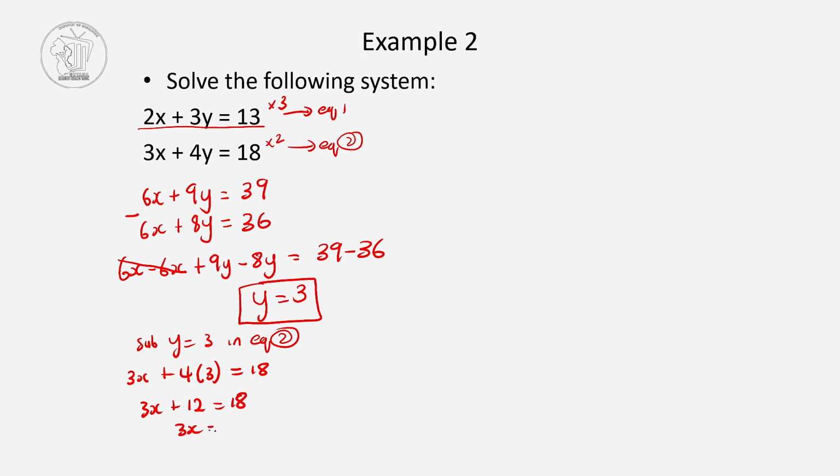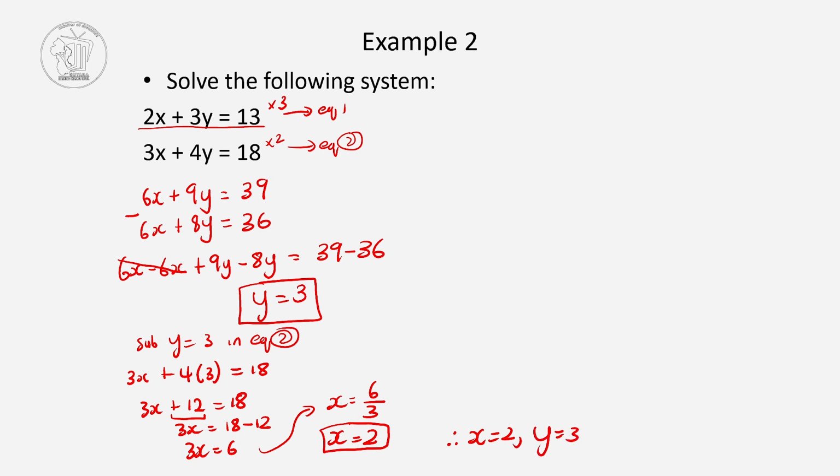So we have 3x is equal to 18 minus 12. This 12 is added, so when we take it over, we'll subtract 12. And 3x is equal to 6. So we say x is equal to, the 3 is multiplying the x, so we take it over to divide. x is equal to 6 divided by 3, which is 2. So we have our value for x, which is 2, and our value for y, which is 3. Therefore, x is equal to 2, and y is equal to 3.